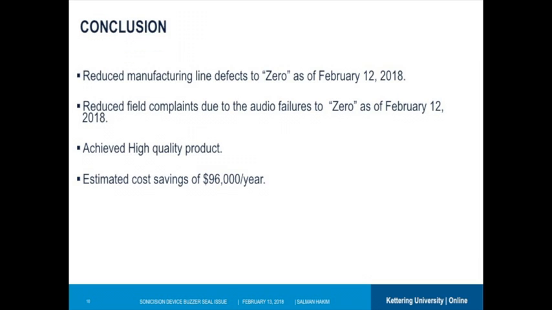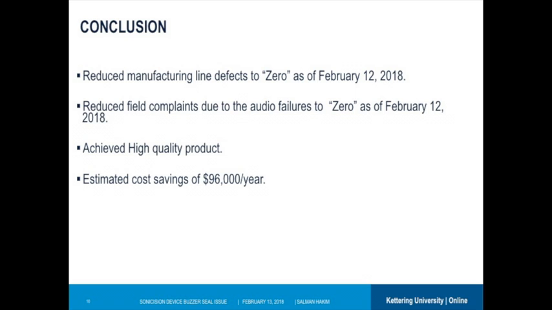The project team was successful in reducing the manufacturing line defects and field complaint defects to 0 as of today. It is estimated that the cost savings due to scrap reduction in the manufacturing line would be approximately $96,000 per year. The primary purpose of this project was not cost savings but to reduce the impact due to quality related issues in the manufacturing line and in the field.